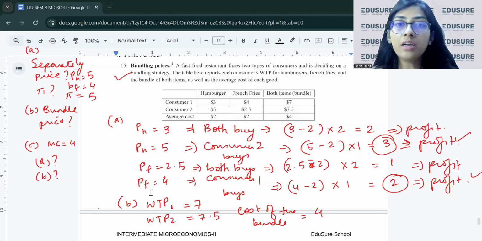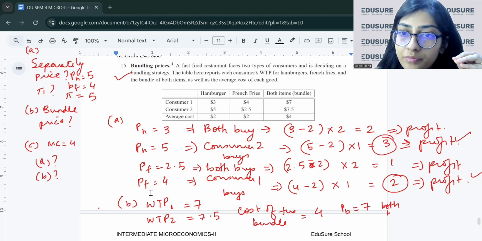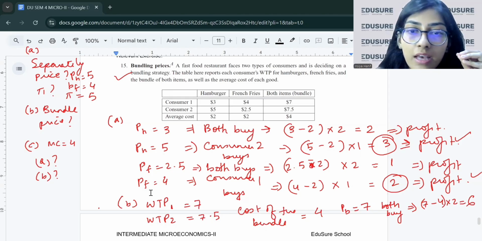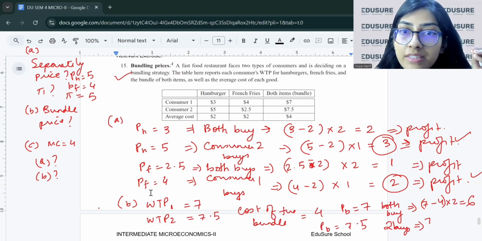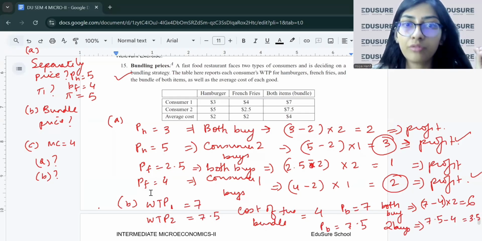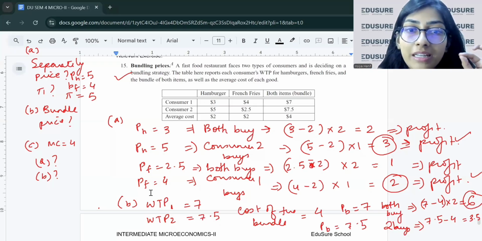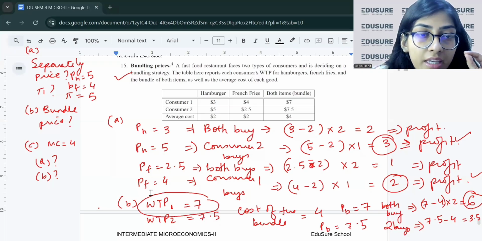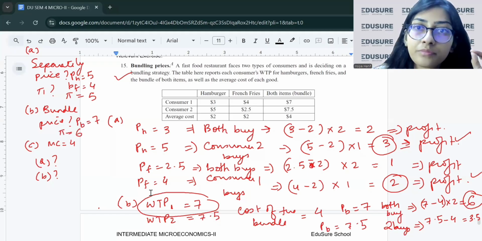Now if we set the price of the bundle at 7, both will buy. So what will our profit be? It will be 7 minus 4 into 2. So this becomes 6. Now if we set the price of the bundle at 7.5, only consumer 2 will buy, right? And what will our profit be? It will be 7.5 minus 4, which is 3.5. So you will get a better profit, which is 6, when the price of the bundle is 7. So here we set the price of the bundle equal to 7, and your profit would be 6.